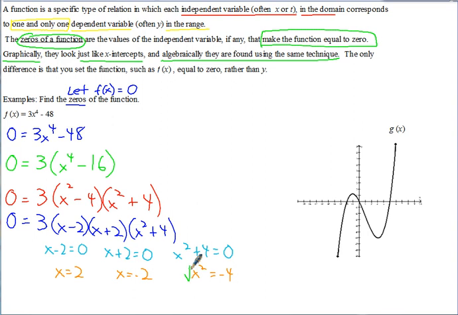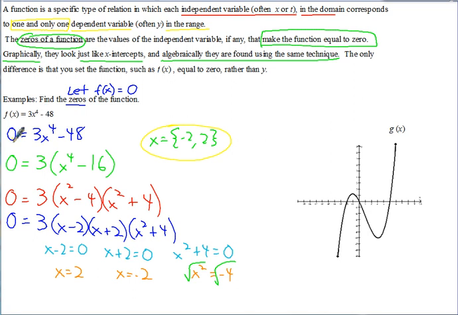And when you do that, you can see that gives you a square root of a negative number, which is imaginary. And those imaginary zeros do not show up graphically, so they're not considered the zeros. We're just going to be dealing with the real zeros here. So the only zeros, real zeros we have are negative 2 and 2. So those are the two numbers that if you were going to plug those in for x, they would make the function equal to 0.